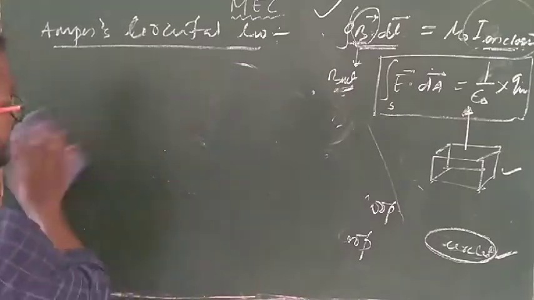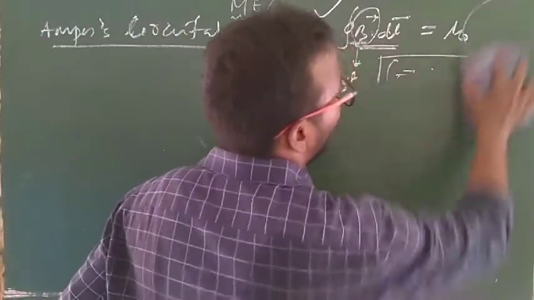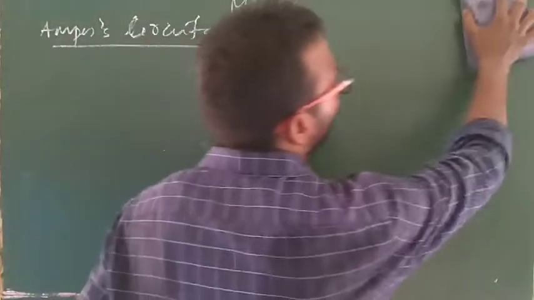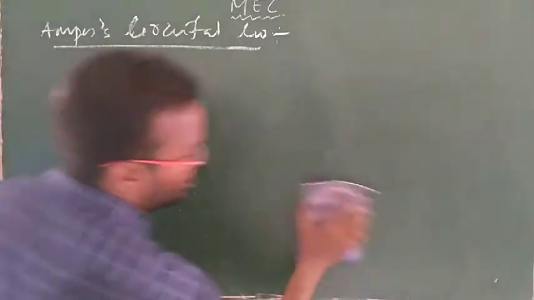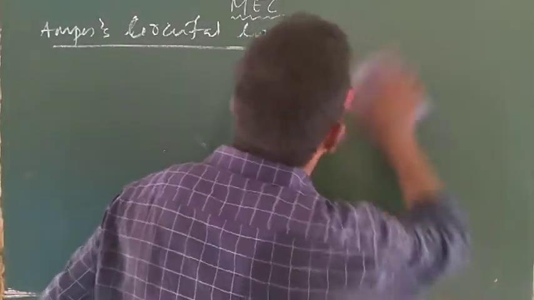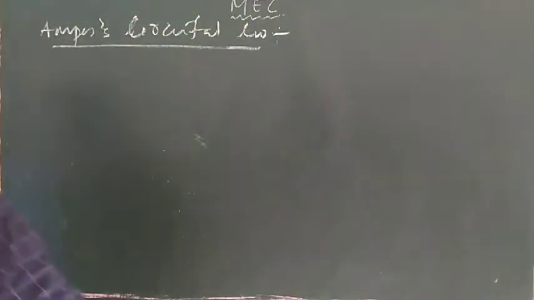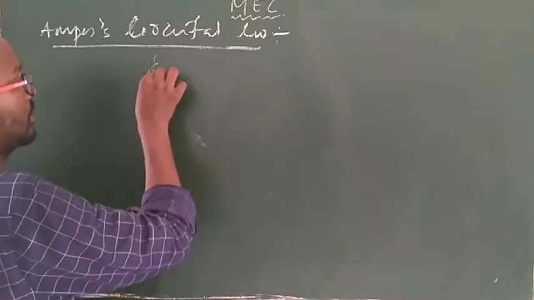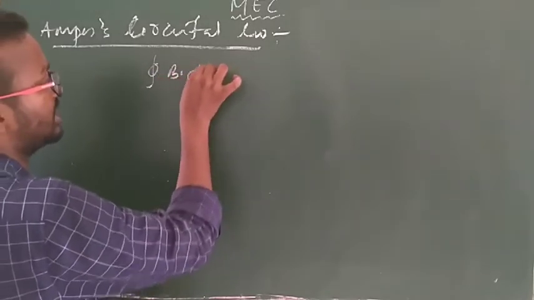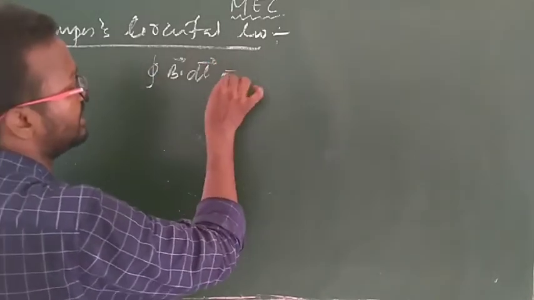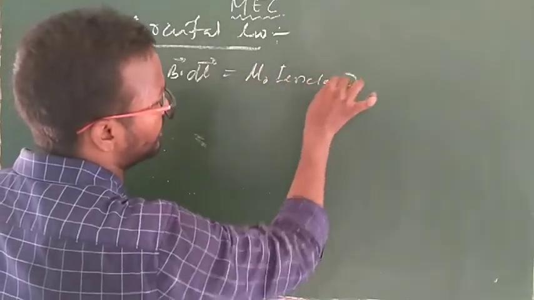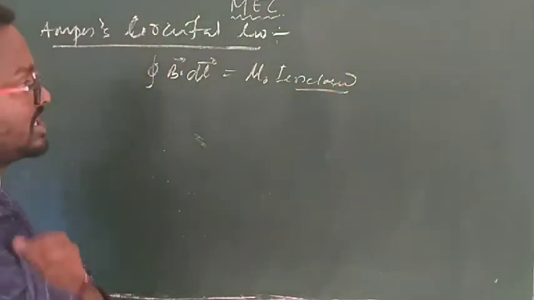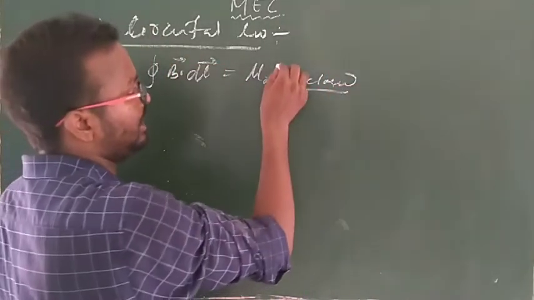Clear? This is the mathematical formula, and this law is just equal to Gauss's law in electrostatics. Clear? So again we can write the closed integral of B dot dl equals mu naught times I enclosed. That means first we have to draw an Amperian surface, and what is I enclosed?